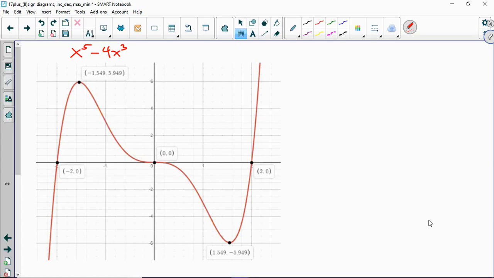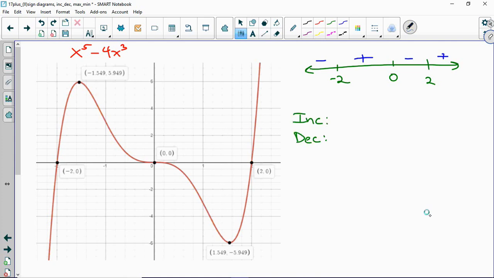Okay, so let's say that I had the function x to the fifth minus 4x cubed. I could do a few different things with it. First of all, I could make a sign diagram. It seems like I have zeros here at -2, 0, and +2. And just from looking at the graph, I can see that the sign is changing from minus to plus to minus to plus. I could also then answer, where is the function increasing and decreasing?